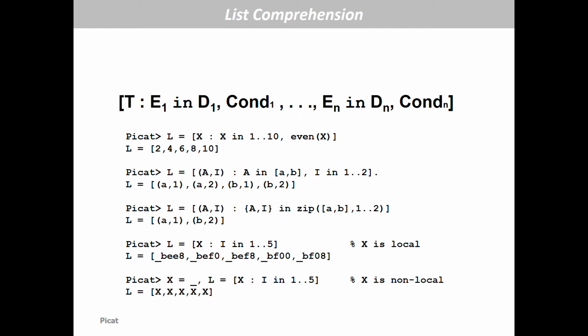A list comprehension is a declarative way of constructing lists. So for each combination of values, E1 in D1, En in Dn, if the conditions, condition 1, condition n are true, then T is added into the list.